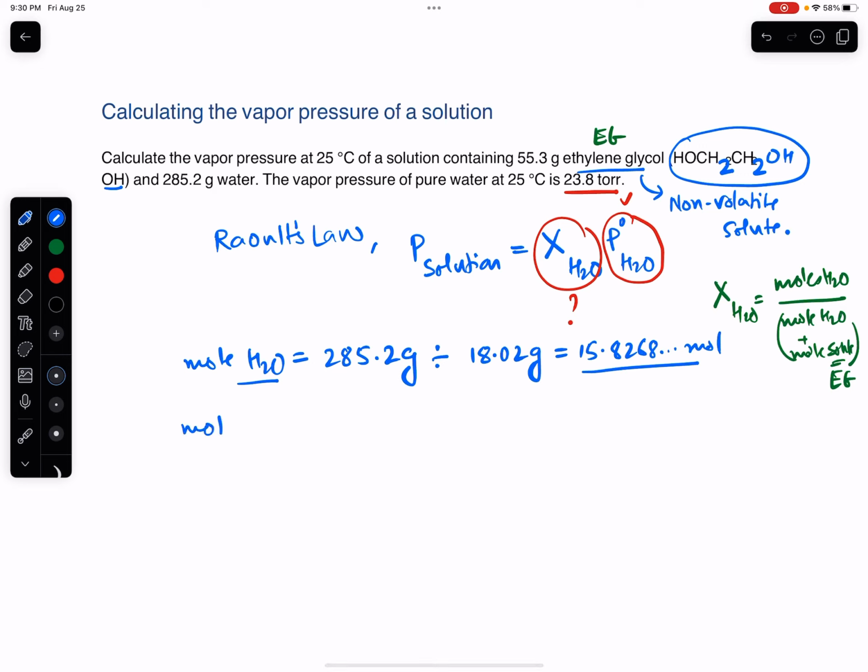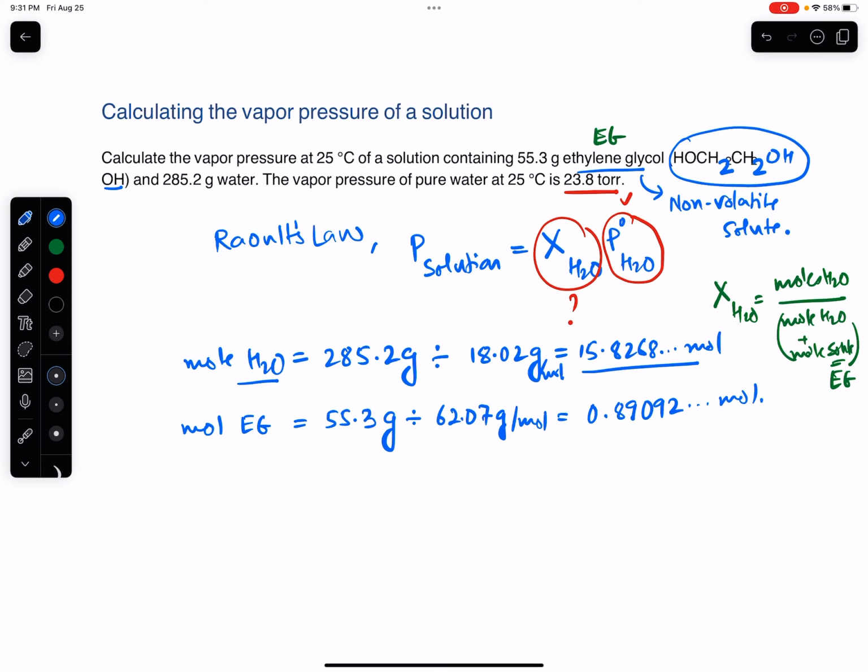Let's do the same for ethylene glycol. Remember, we call it Eg. So moles of ethylene glycol is given by the mass of ethylene glycol given in the problem, divided by the molar mass of ethylene glycol, which is 62.07 grams per mole. I forgot to put per mole out here on the top. And when we simplify that, we get 0.89092 and goes on, moles.